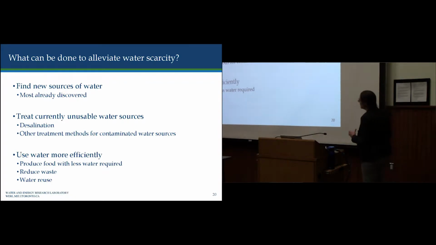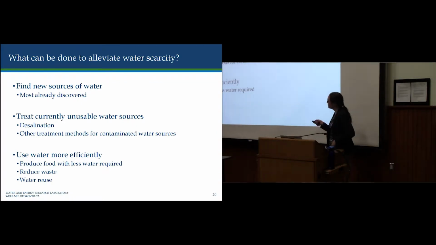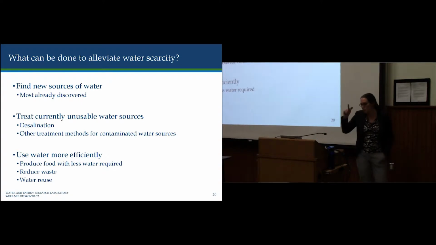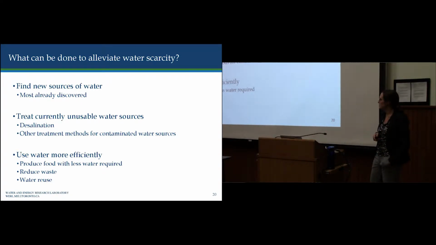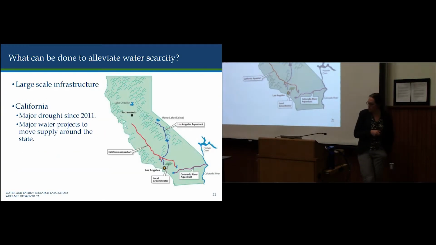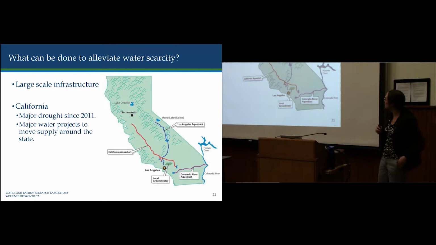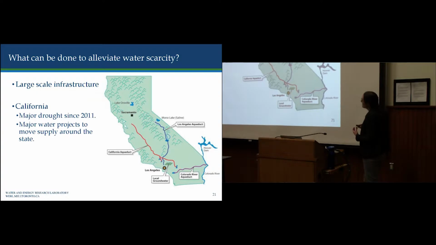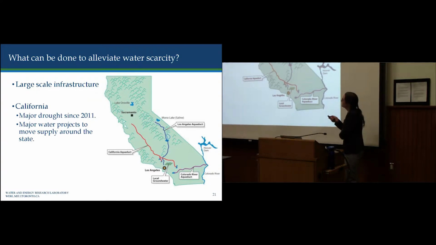We can think about this in many different ways, shapes, and forms, but I'm going to talk a little about producing food with less water, because agriculture is that huge chunk of the pie. And we can think about other things we could do as well to help improve water scarcity. For a lot of places, alleviating water scarcity in the end often boils down to developing large-scale infrastructure projects.